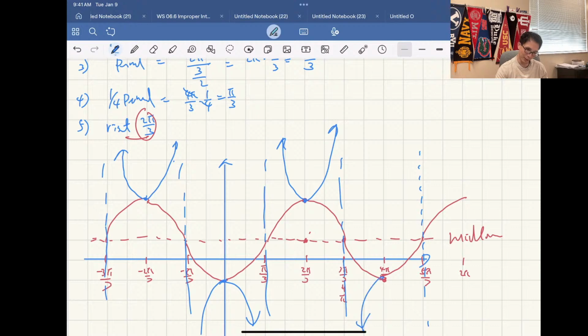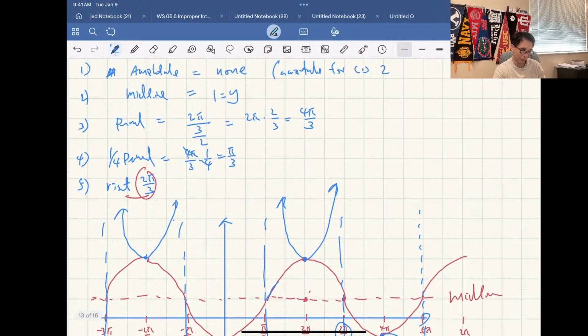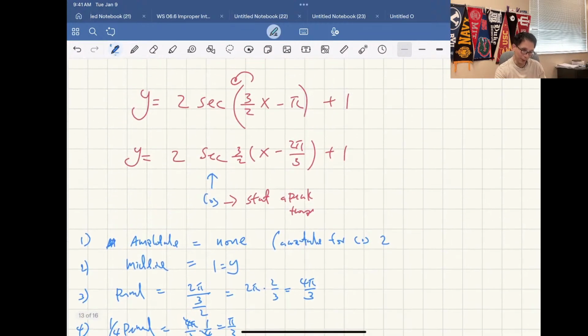So this is going to be my graph. Samuel, does that make sense? When this cosine graph hits the midline, I can pick any value. I'll show you why that equals an asymptote. Let's pick pi right here, because that's 3 pi over 3. What happens if I plug in pi? Well, that's going to be 2 secant of 3 over 2 pi minus pi, plus 1. So it'll be 2 secant of pi over 2 plus 1.